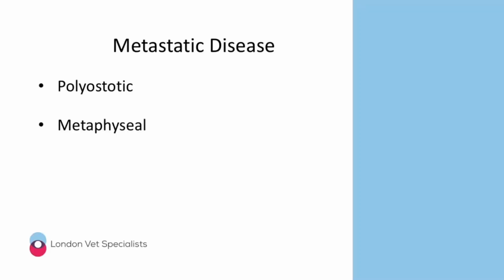For metastatic bone disease, the main difference between it and a primary bone tumor, they're both going to look like aggressive lesions, but primary bone tumors tend to be monoostotic, so there's only one bone affected, whereas metastatic bone disease is going to be polyostotic. So there's going to be multiple lesions affecting multiple bones. However, they still have a predilection for the metaphysis.